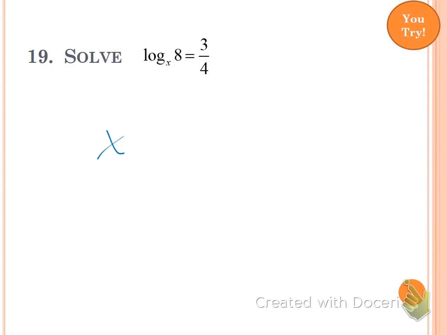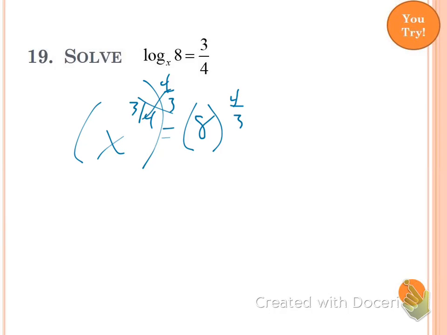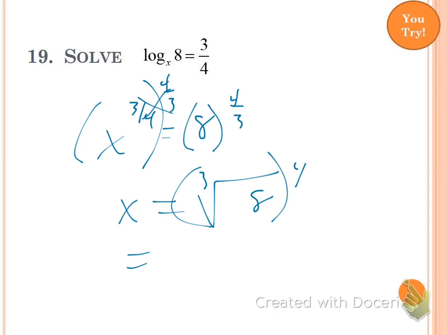Okay. Rewrite this. x to the 3/4 power equals 8. Raise both sides to the reciprocal, 4/3 power. That becomes 1. So now we get the cube root of 8 to the 4th. We don't need a plus or minus here because this is an odd root, not an even root. So this becomes 2 to the 4th, which is indeed 16. No problem with 16 being the solution. And so we're done there.